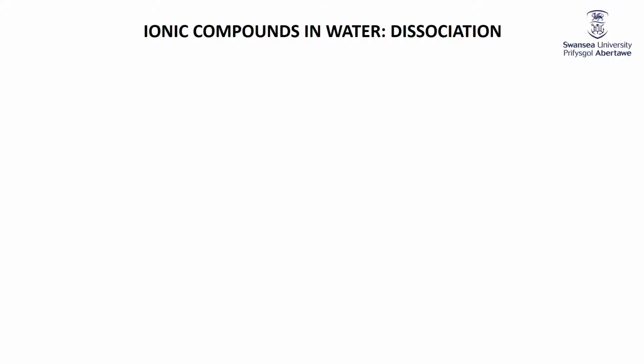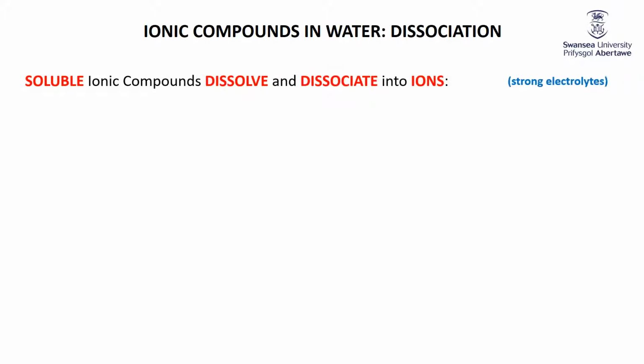Now let's take that whole dissociation bit and just discuss a few conventions. Remember, soluble ionic compounds dissolve and dissociate into ions. They are strong electrolytes. So if we take sodium chloride solid and we add it to water, it is going to dissolve. And we can write that as NaCl, sodium chloride, in aqueous solution. But we know sodium chloride in water dissolves and dissociates. The dissolves is the aqueous part. It all dissociates into ions.